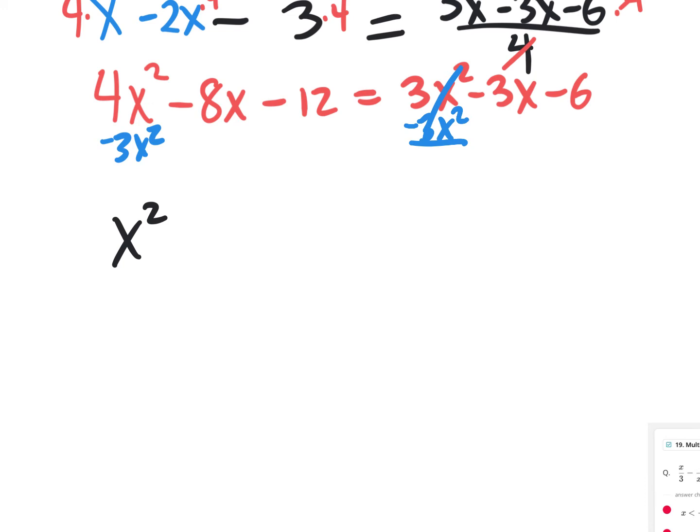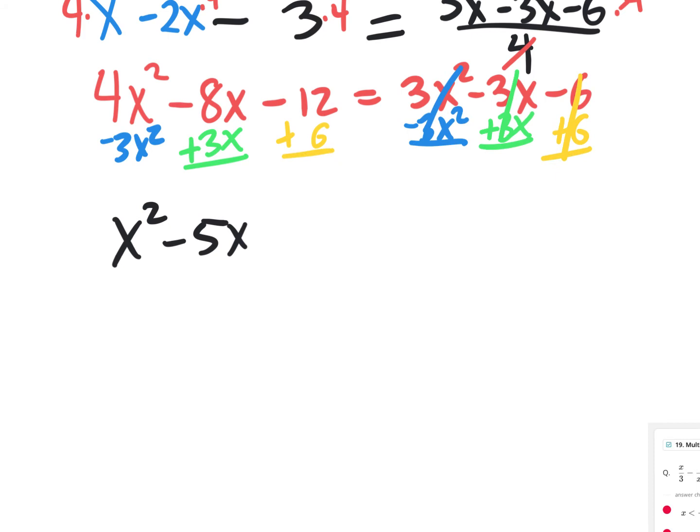What else? We could also add 3x, cancels, add 3x. What does that give us? It gives us a negative 5x. And last but not least, I could add 6, of course cancels there, and over here, negative 12 plus 6, that is negative 6. And now it is set equal to 0.